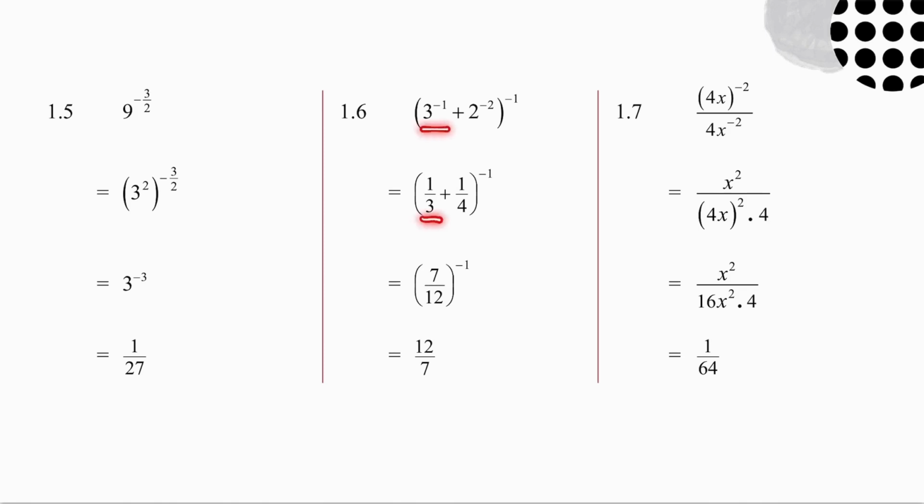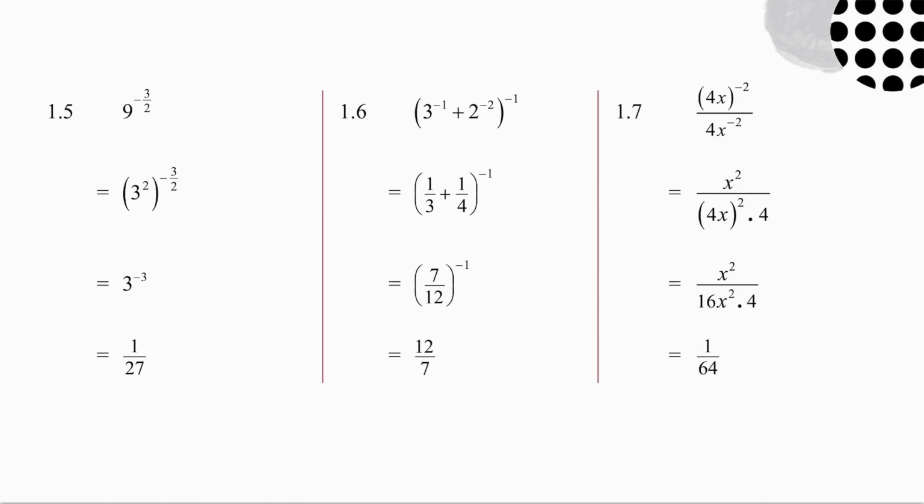3 to the minus 1 is a third. 2 to the minus 2 is 1 over 2 squared, in other words, a quarter. I still have 2 terms inside the bracket. A third plus a quarter is 7 over 12. Now I have 1 term in the bracket. That negative power tells me invert the fraction and the power becomes positive. So I get 12 over 7 to the power plus 1. And 12 over 7 to the 1 is just 12 over 7.